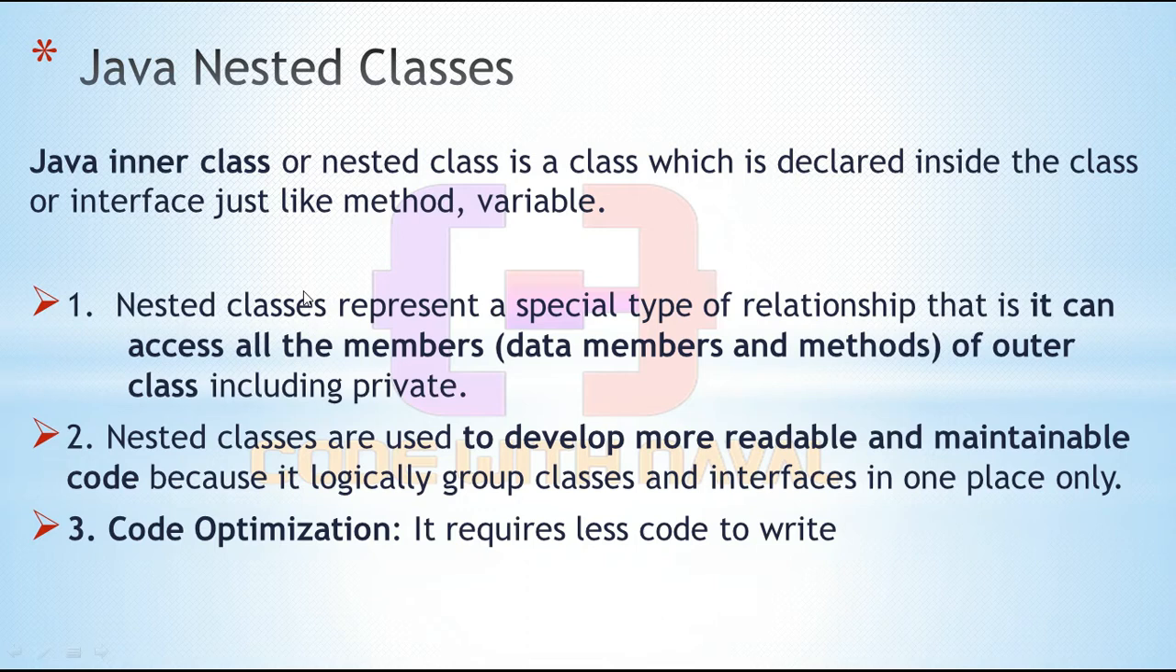Nested classes represent a special type of relationship: they can access all the members of the outer class, data members or methods, including private members. Nested classes are used to develop more readable and maintainable code because they logically group classes and interfaces in one place. Code optimization: it requires less code to write. In such cases we don't need to write a separate class for implementation. We can simply write an inner class and write the implementation there.